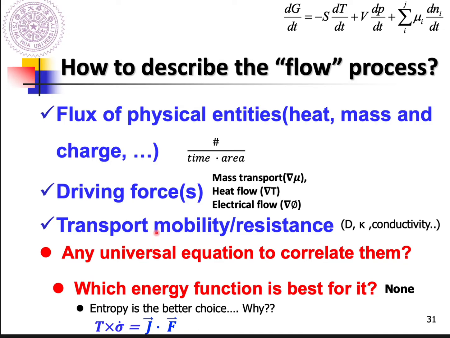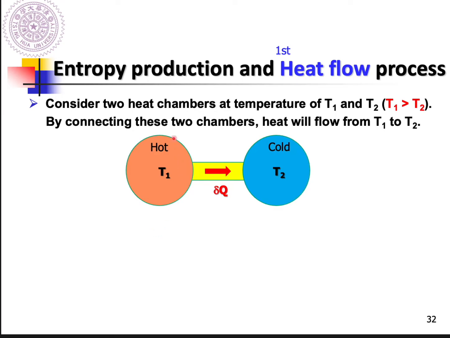Okay, so let's move to the first one, because we are going to show you 3 cases, right? The first one is the entropy production rate in the heat flow process. Now we consider that we have 2 chambers at T1 and T2, and T1 is larger than T2. That means this one is hotter and this one is colder.